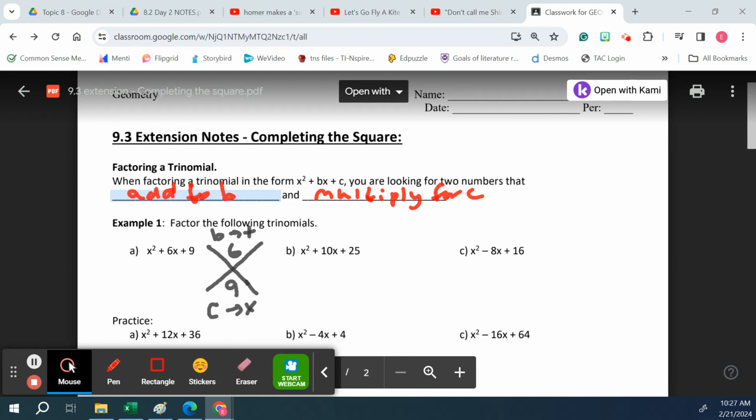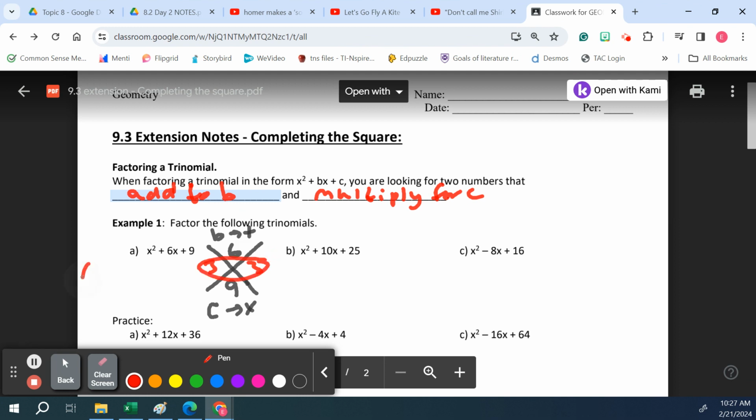Anybody? Okay, let's see. We'll let Delta Math determine. I heard it, what? 3. So we're going to have here 3 and 3, and these are what make up our binomials. So this will be x plus 3 times x plus 3. Now, because we have two of these, we're going to represent this as x plus 3 quantity squared.